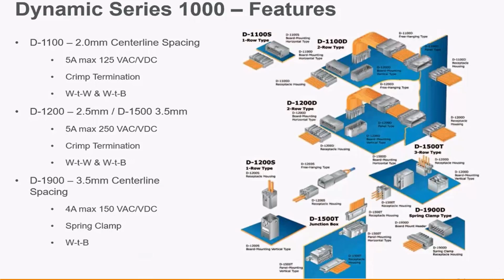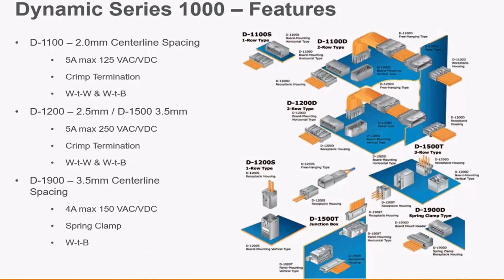Now, the centerline spacing for the D1100 is 2.0 mm, while the current carrying capacity is a maximum of 5 amps at 125 VDC. It's important to understand that crimp termination is applicable for both D1100 and D1200. However, for the D1900, spring clamp termination is introduced. WTW is wire-to-wire and WTB is wire-to-board connections.